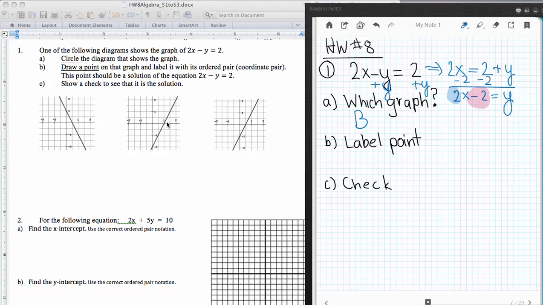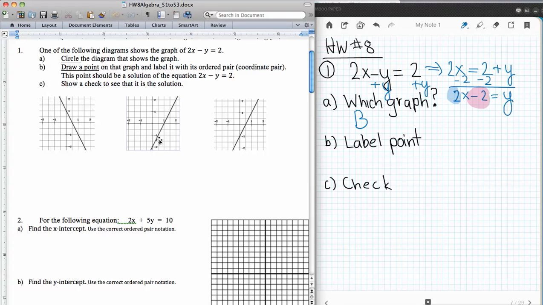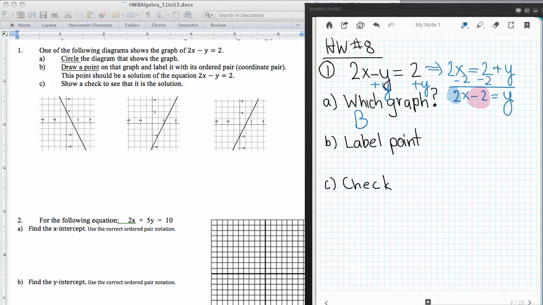Now I need to label a point. So I can label any point on this. I could obviously label the y-intercept, but I'm going to go out on a limb and label the x-intercept here. So I'm going to label this point right here, and I obviously can't do it on this graph, but I would label that point right there. And that would be the point +1, 0, and I'd label it on my paper right there. I'd put a dot and I'd label that point.